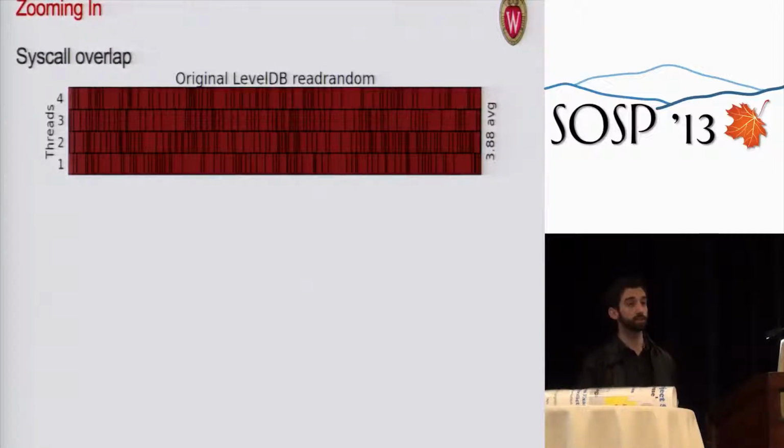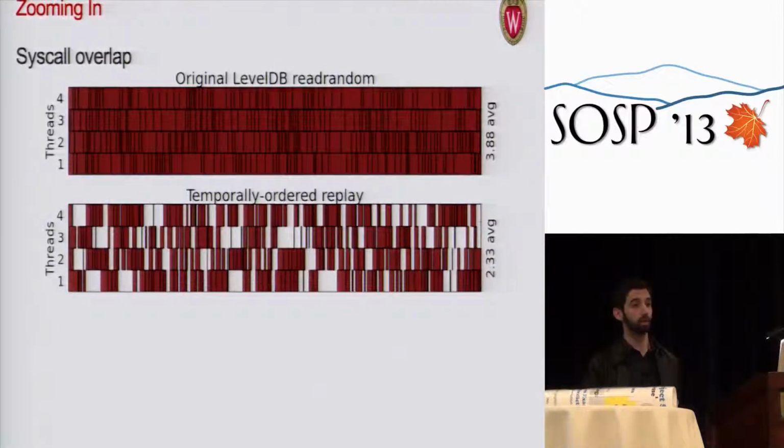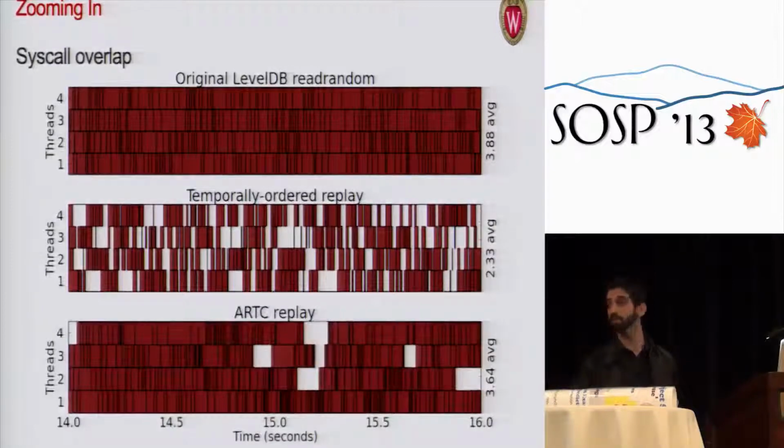If we perform a temporally ordered replay, we end up with this, which clearly doesn't look very much like that. We have all these stalls all over the place where the temporally ordered replay is waiting on these artificial dependencies that it enforces to maintain the same ordering as the original application. In contrast, an ARTC replay achieves this, which clearly isn't perfect. We still have some visible gaps there, but it's much more similar to the original application than the more strictly ordered replay.